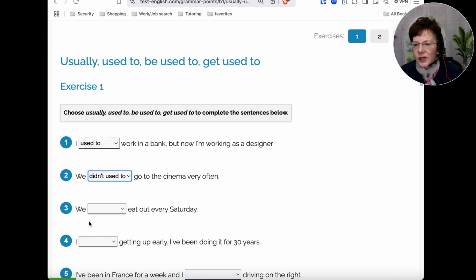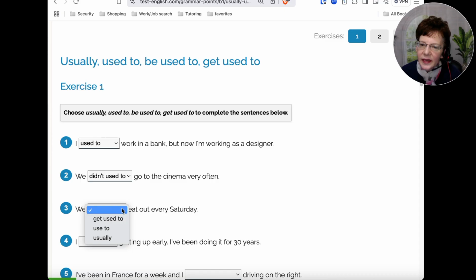Right, number three, we eat out every Saturday. Okay, get used to, or usually. Okay, so we can see that the second one is use, not used, right? And we know that this one doesn't sound right, so that would leave the third one, usually, right? So as a present habit.